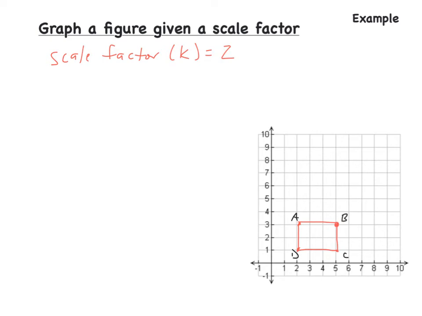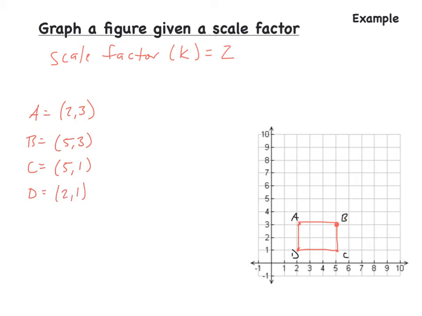Okay, so remember, we had our 3 steps. What's the first step? First step, find the points. So we have A. A is equal to 2, 3. B is equal to 5, 3. C is equal to 5, 1. And D is equal to 2, 1. So that's our first step.